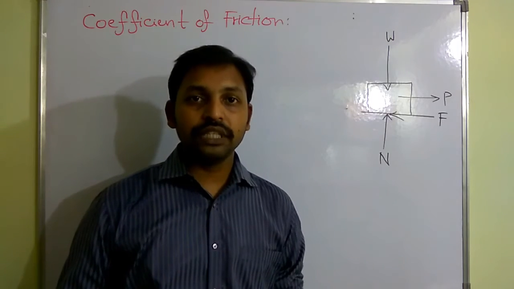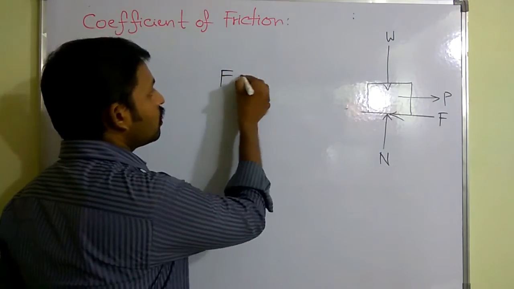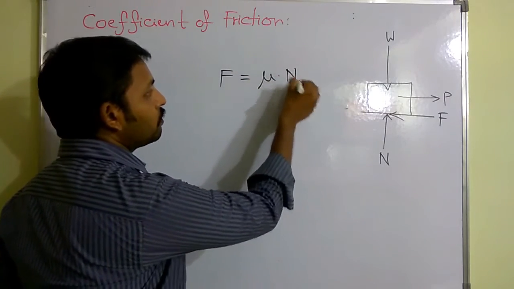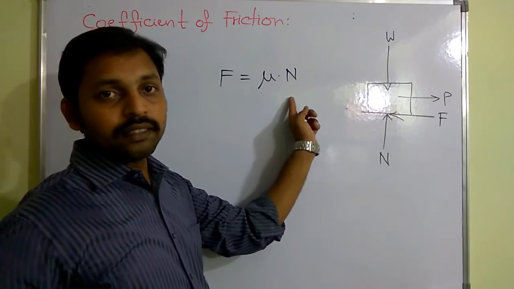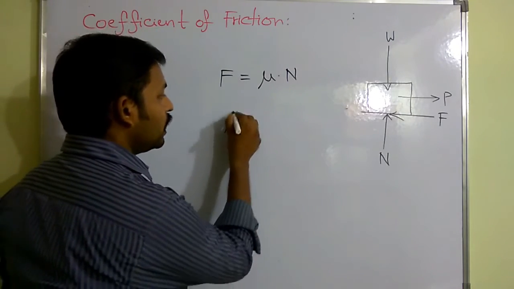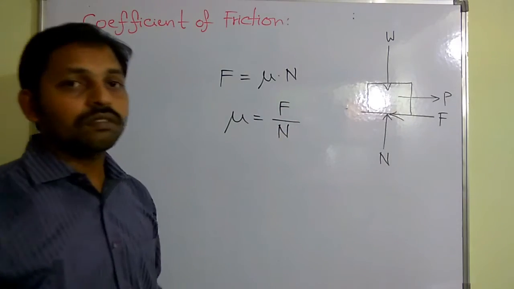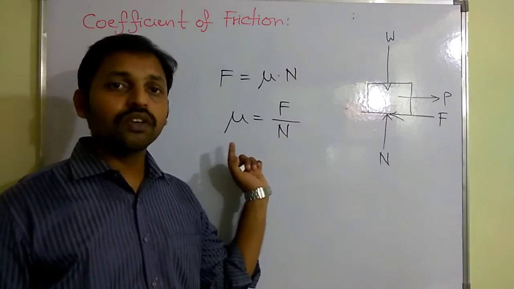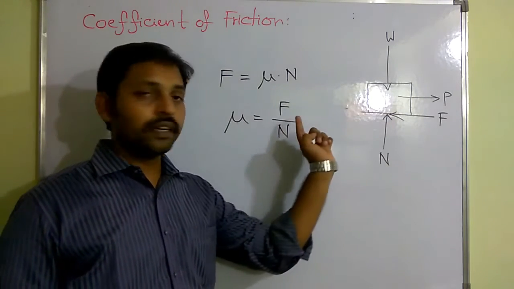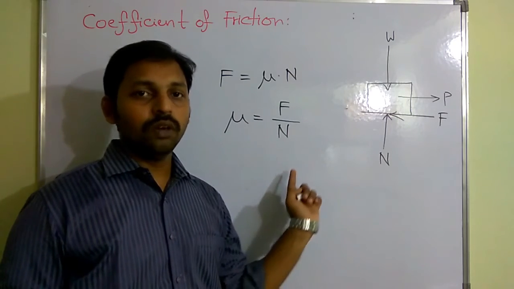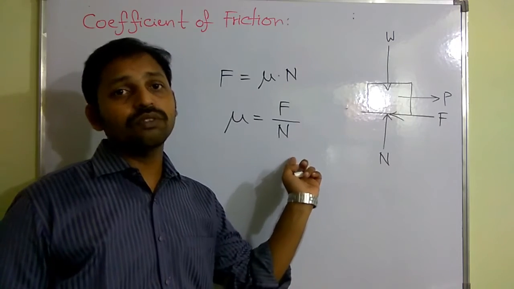So let's see the definition for coefficient of friction. We know the relation F is equal to mu into N, where F is the frictional force, mu is coefficient of friction and N is normal reaction. From that, mu is equal to F by N. So in terms of definition, I can define coefficient of friction like this. Coefficient of friction is nothing but the ratio of limiting frictional force to normal reaction.